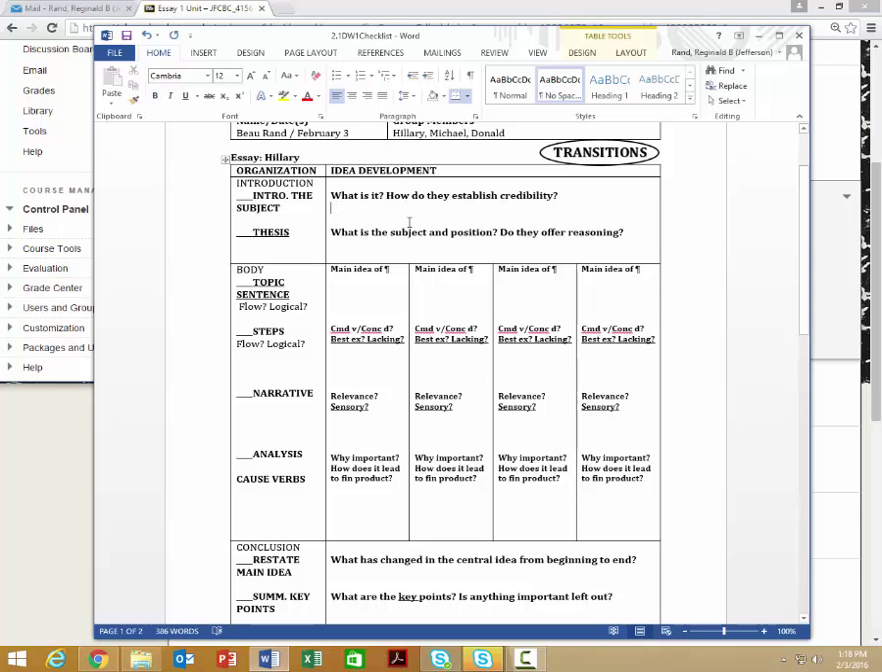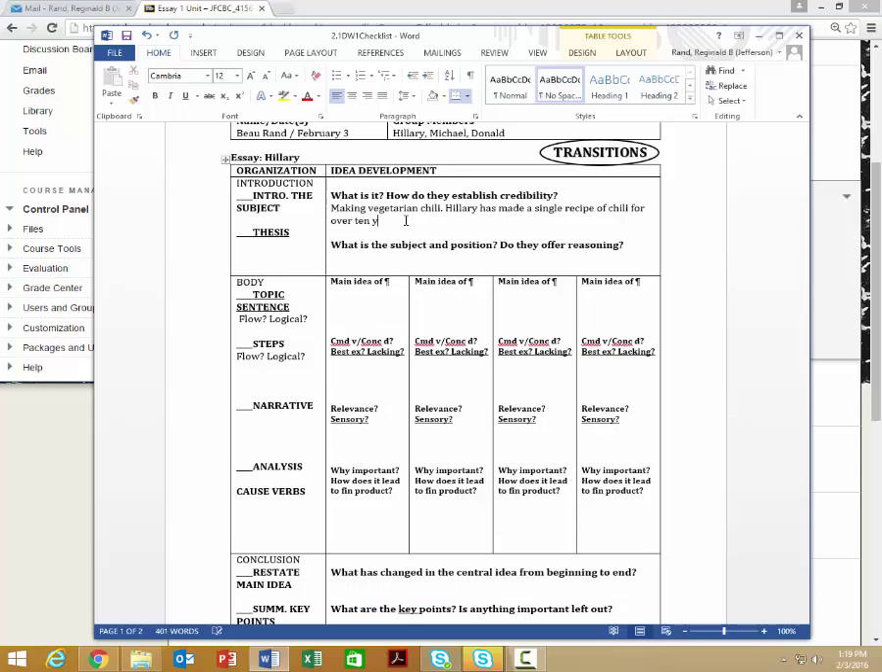All right, what is the essay about? We would simply write down the subject. Let's say the essay is about making vegetarian chili, my favorite example. How do they establish credibility? Well, if we've read through Hillary's essay, we may find that Hillary had written that she has made a single recipe of chili for over 10 years.